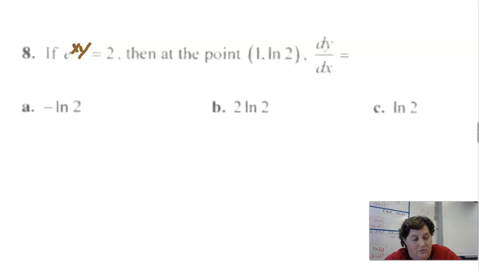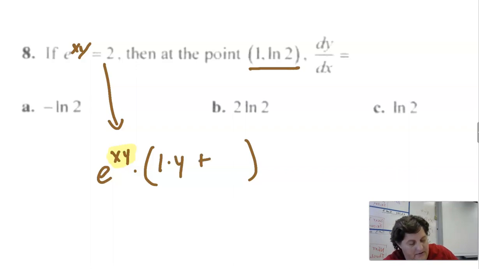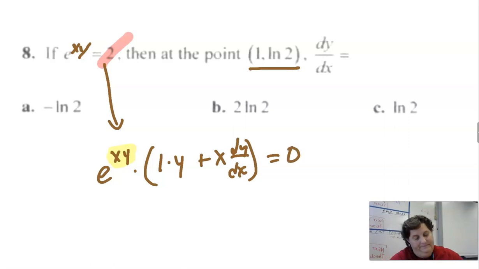Okay, if e to the xy equals 2, then at the point (1, ln 2), what is dy/dx? All right, so here's our implicit. The derivative of e to the xy is e to the xy. And then because of chain rule, I have to do the derivative of the power. That's the derivative of x is 1 times y, plus x dy/dx. And we know that the derivative of 2 is 0 because that is a constant.